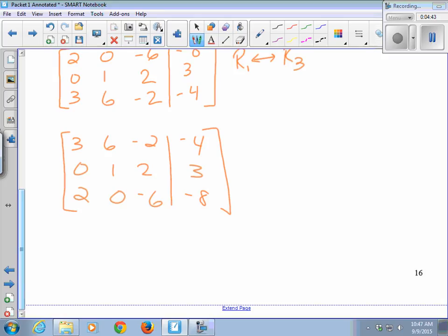That did put us a step closer to echelon form. Now I need to get rid of this 2 that's in the lower left here. So what do I do? I'm going to multiply row 1 by negative 2/3 and then add it to row 3. So I'm going to replace row 3 with row 3 plus negative 2/3 row 1.